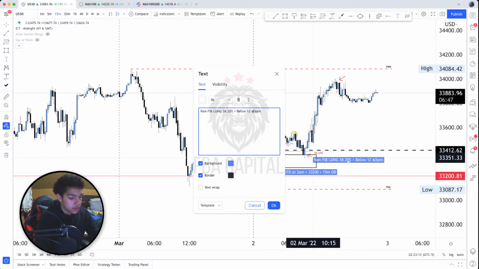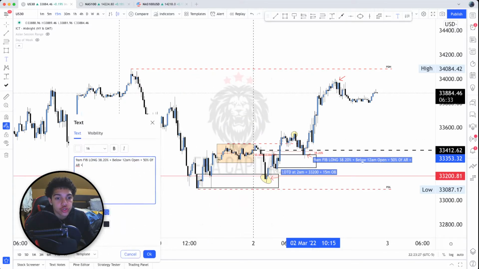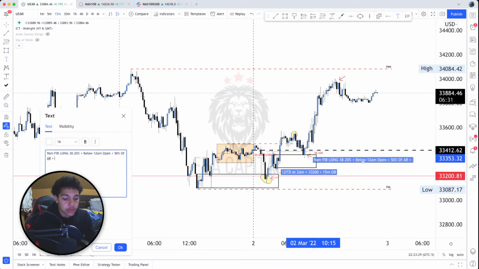Forgot the a.m. Below the 12 a.m. open, retraced into the 50% of the Asian range. And what else do we have? And we had the 30-minute bullish order block.